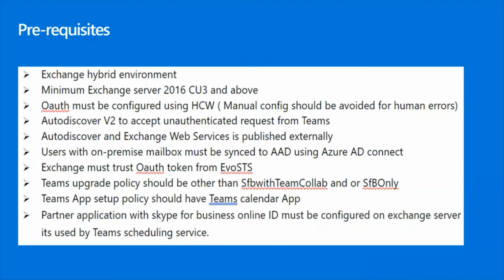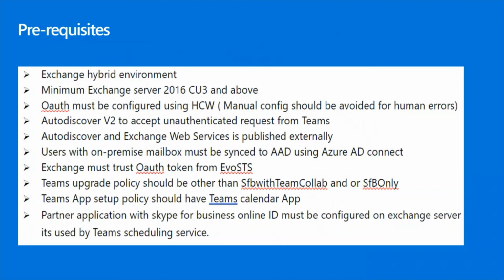But if you have on-premise, please make a note of these prerequisites, which should be in place. You need to have a hybrid setup, and minimum Exchange Server 2016 CU3 and above is required. Users with on-premise mailboxes again must be synchronized to Azure Active Directory using Azure AD Connect. Exchange must trust OAuth tokens from EvoSTS.